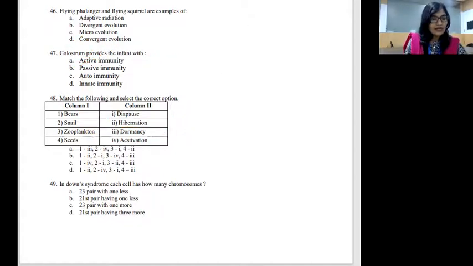So what might be the answer? The bears are going to be hibernation. 1 is going to be 2, and 2 is going to be 4. 3 is going to be 1, and then 4 is going to be 3. So the answer is option B.